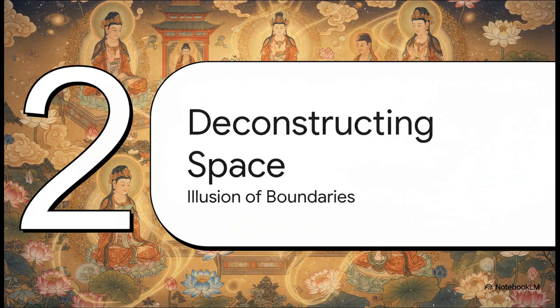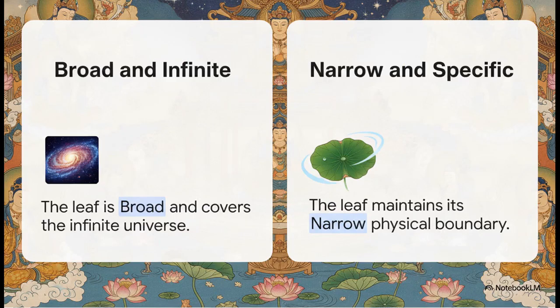Deconstructing space, the illusion of boundaries. Okay, let's dive into this. We are so used to thinking that big things contain small things, right? And that small things are boxed in by their borders. Well, the gate of broad and narrow tells us those boundaries are an absolute illusion.